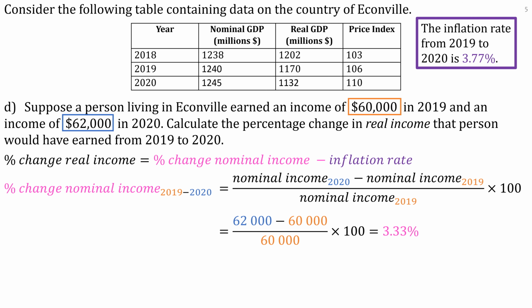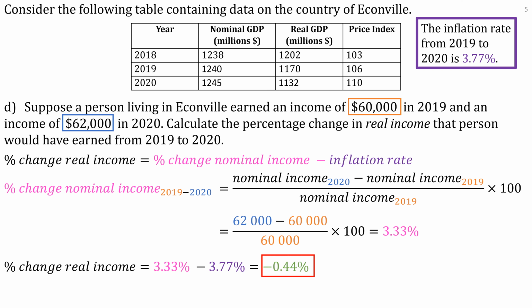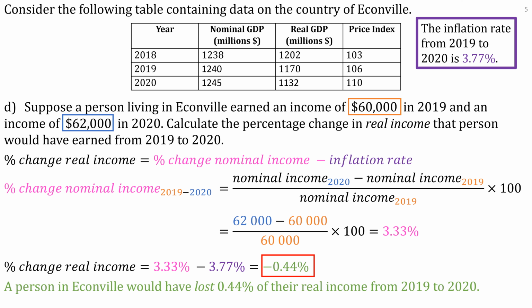Okay, now we know from the last question that the inflation rate was 3.77. So we can plug that in and what we get is negative 0.44%. All right, so you write a sentence interpreting that: they lost 0.44% of the real income. So the purchasing power of this person decreased.